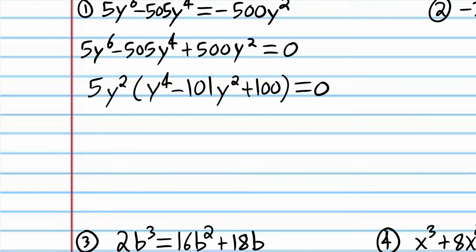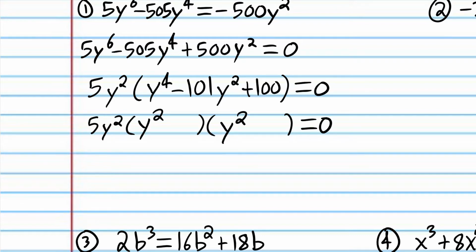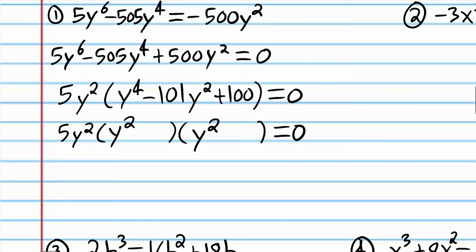When you have expressions of that form, it's kind of like quadratic factoring, except instead of a y and a y, you're going to have y squared and y squared, because it's y to the 4th power. So now, because there's no coefficient here, we can ask what 2 numbers multiply to 100 and add up to negative 101. I know that's kind of a weird problem, but what 2 numbers multiply to 100 and add up to negative 101?